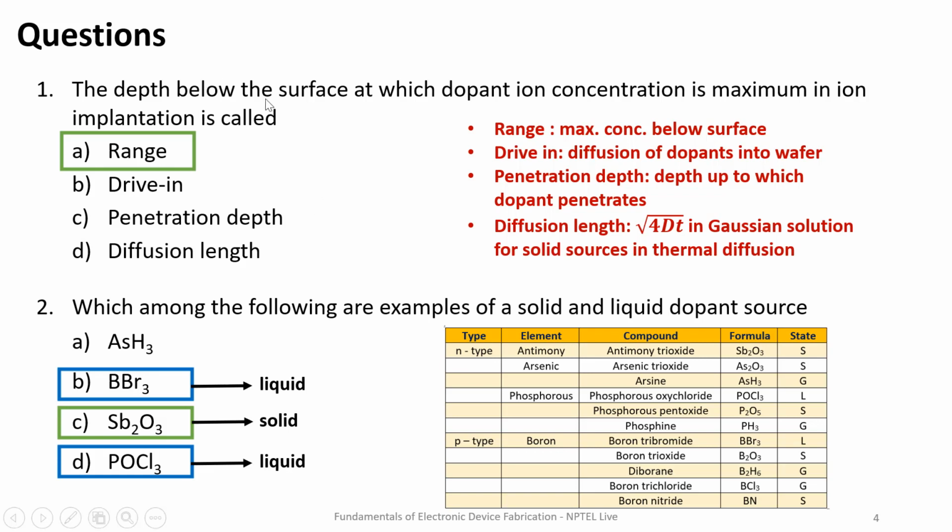And in the first question, the depth below the surface at which dopant concentration is maximum is called range. Drive-in means the diffusion of dopants into the wafer, penetration depth means the depth up to which the dopant penetrates, and diffusion length is given by the root of 4Dt in the Gaussian solution for solid sources in thermal diffusion. Those are the explanations for the other options. So take a moment to please read through these points as well as the table.